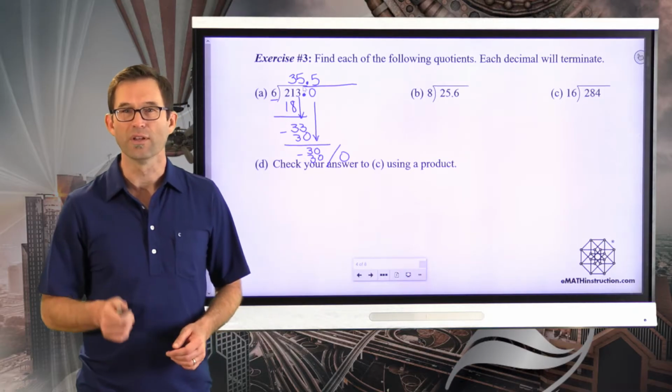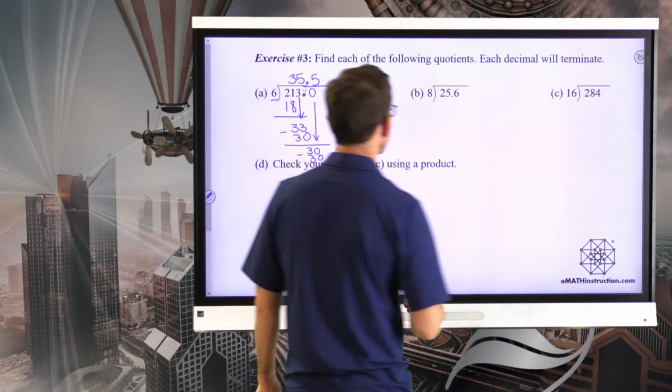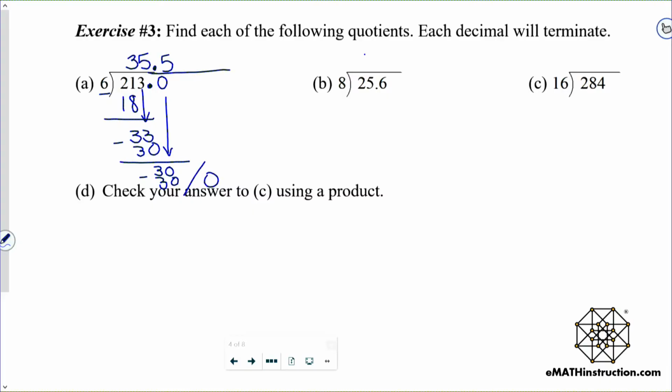All right, let's do it. 25.6 divided by 8. Here we go. 8 goes into 25 3 times, giving me 24. I subtract, and I get 1, and I drop the 6. This one should have been pretty easy. 8 goes into 16 2 times. So when I subtract, I get a remainder of 0. My final answer there, 3.2.